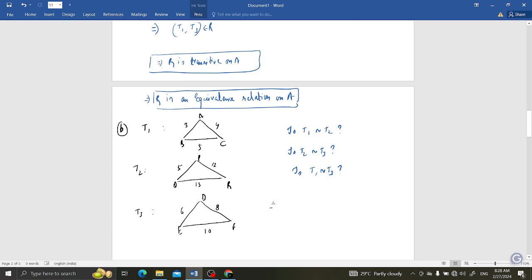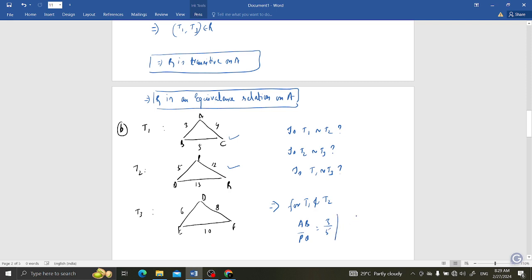Clearly we can observe that T1 and T2 are not similar to each other. Why so? Because of the proportion of the sides: if we take AB upon PQ, AC upon PR, and BC upon QR, for T1 and T2, AB upon PQ ratio is 3 by 5.